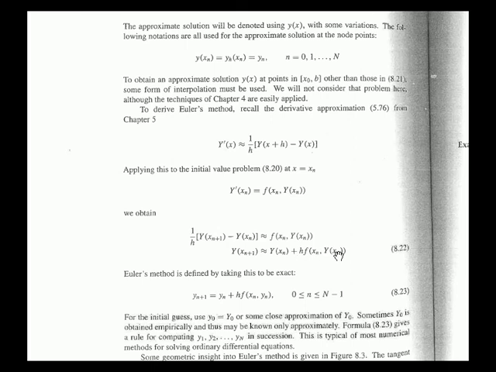Now the error per step seems to be order h squared because Taylor's series says that y of x plus h is y of x plus h y prime plus h squared over 2 y double prime, so the error that we're neglecting is order h squared. But that's the error per step, and we're going to take n steps where n is proportional to 1 over h, b minus a over h, so we lose one power of h going from local error to global error.